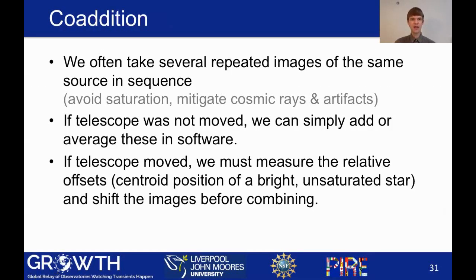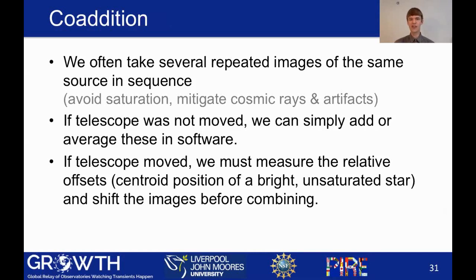So the next step is coaddition. We often take several repeated images of the same source in sequence. There's a variety of reasons why we might do this. One of them is that if there are bright sources that we actually care about, but also faint sources that require a lot of exposure time, if we take a number of exposures and average them, we avoid the risk of saturating the bright sources because we can read them out before they reach the saturation level.